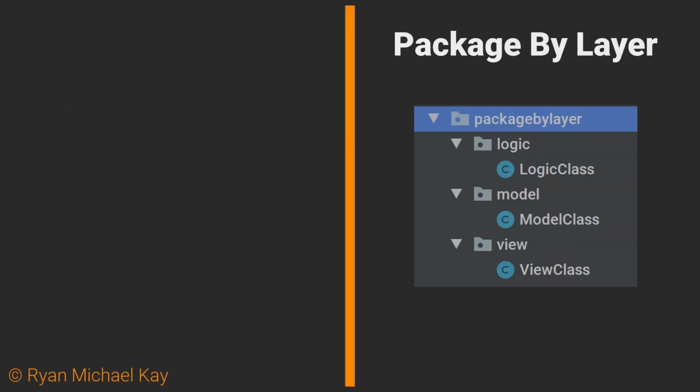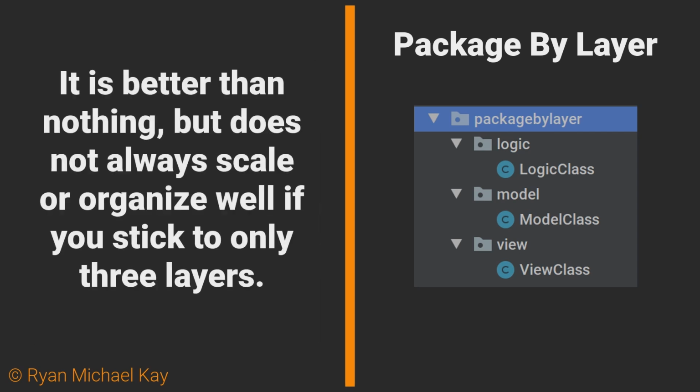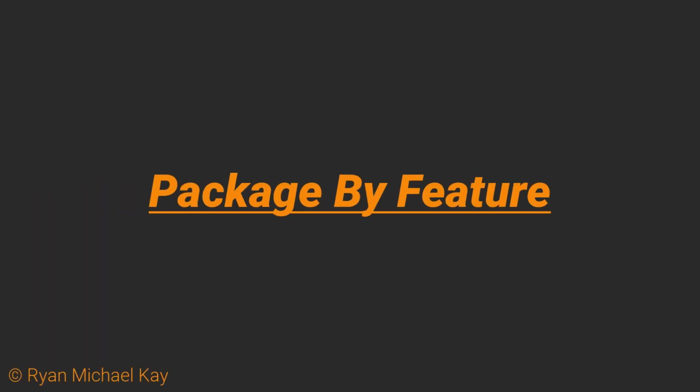A common approach is to put files which belong to a particular layer into a package labeled according to whatever layered architecture you are following. This approach is better than nothing and works okay in smaller projects, but it scales very poorly to complicated projects. Also, it is not always clear which layer a class really belongs in, especially if you are not applying SOC in your classes. Package by feature is much more appropriate for projects that have multiple different features.